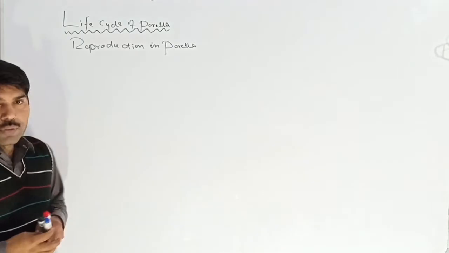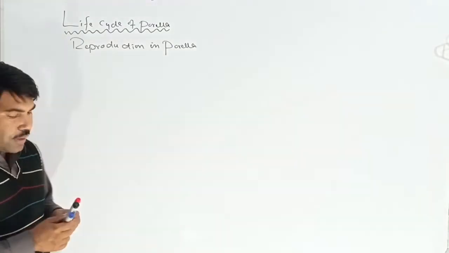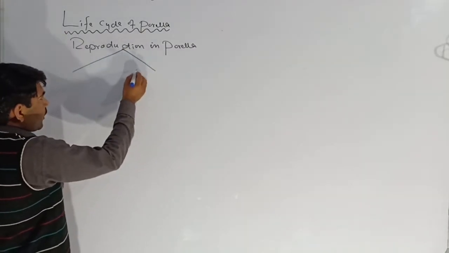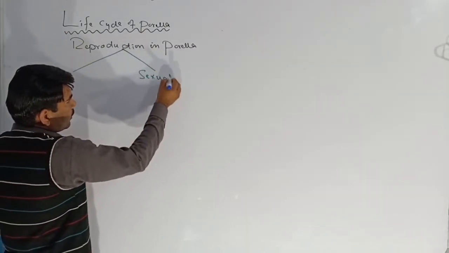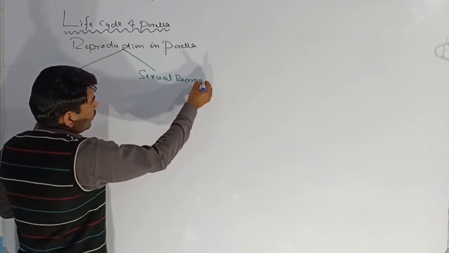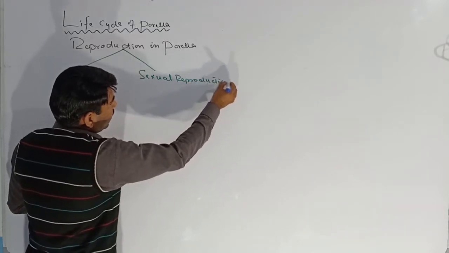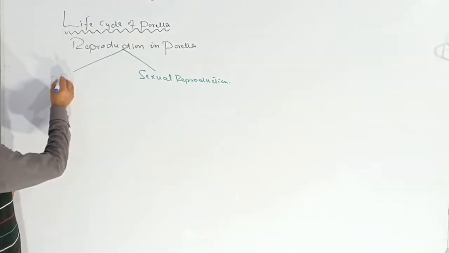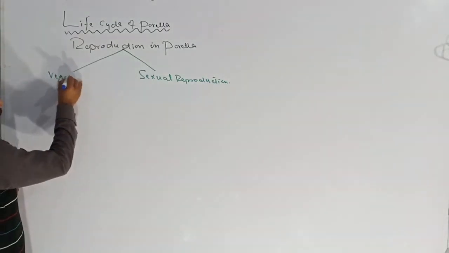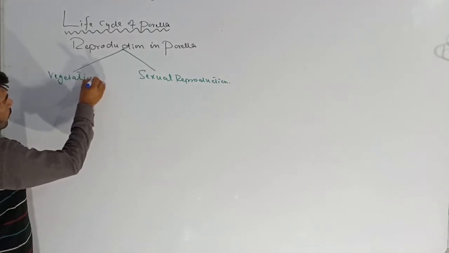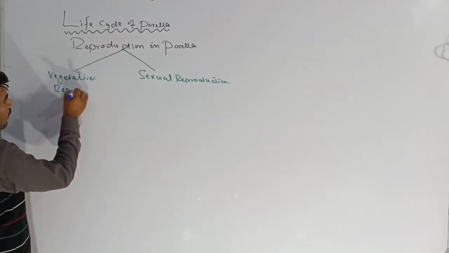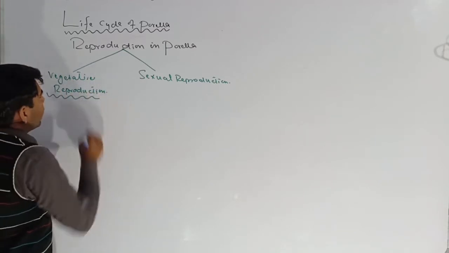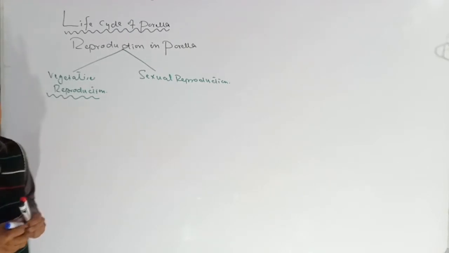Which types of reproduction take place in Porella? Two types of reproduction exist in Porella. The first type is known as sexual reproduction, and the second type of reproduction in Porella is vegetative reproduction.